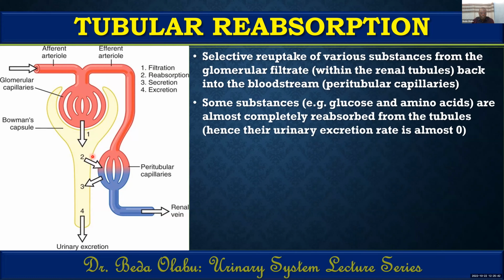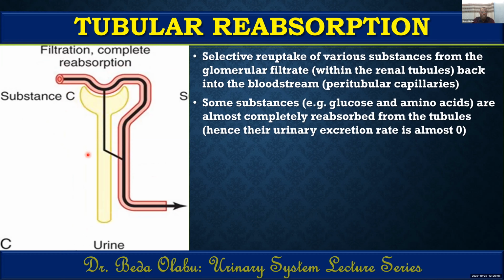Now, understand that some substances, such as glucose and amino acids, are almost completely reabsorbed from the tubules. And so you don't expect to have much of them in the urine. The excretion rate for these substances in a normal scenario is almost zero, if not zero. So this shows you the process of tubular reabsorption. If a substance is completely reabsorbed, then you'll have zero amount of it in urine.